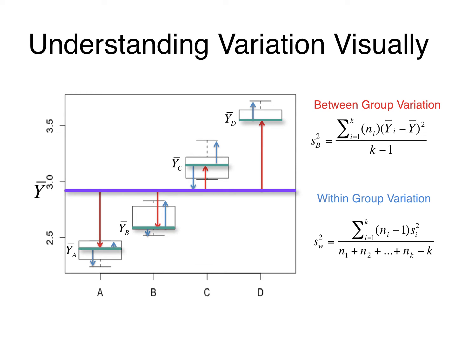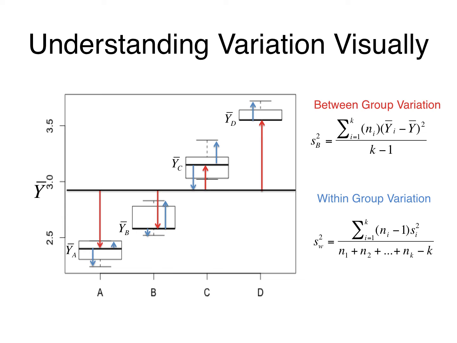The blue lines show the within group variation, or how far individual observations move from a group mean. This tells us how much of the total variation occurs within a group and is unexplainable. If the between group variation is large relative to the within variation, this gives us evidence to believe that there may be a difference in the population means of the groups. The formulas for the between and within group variation are shown on the right.